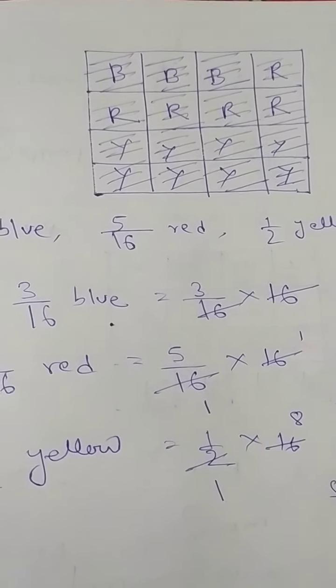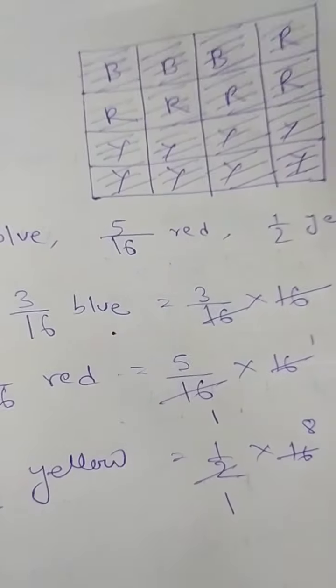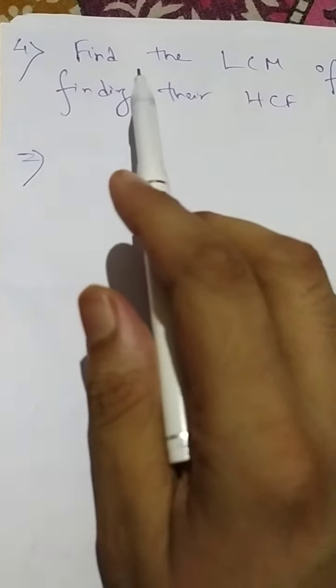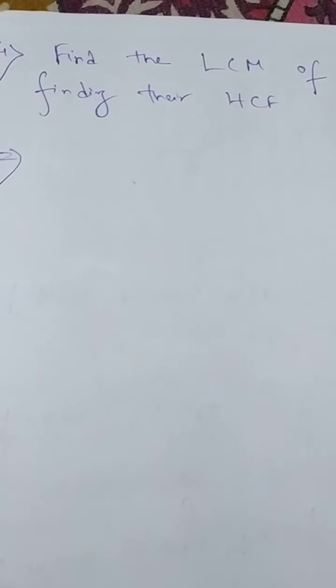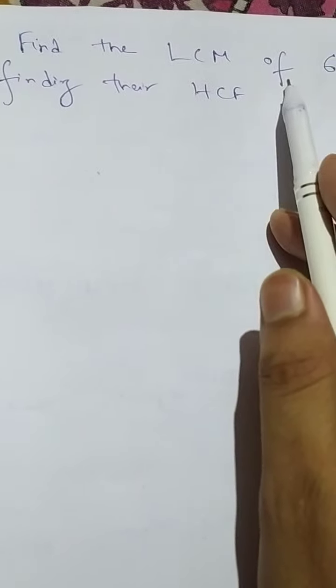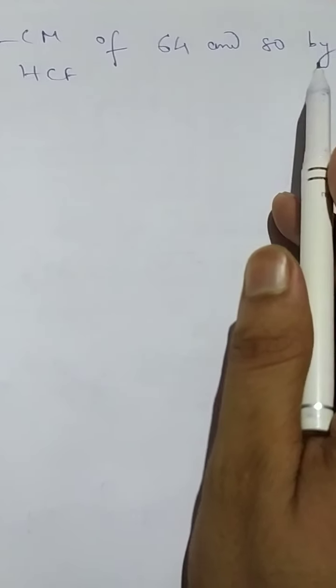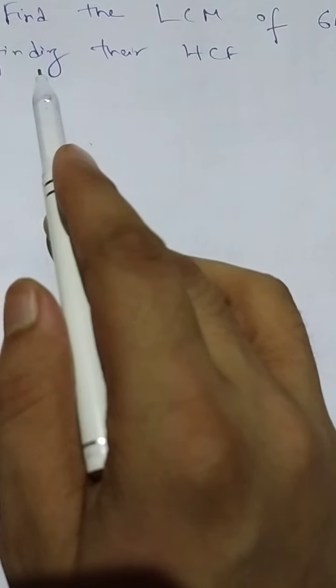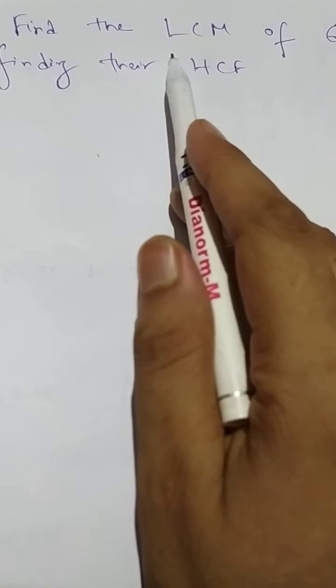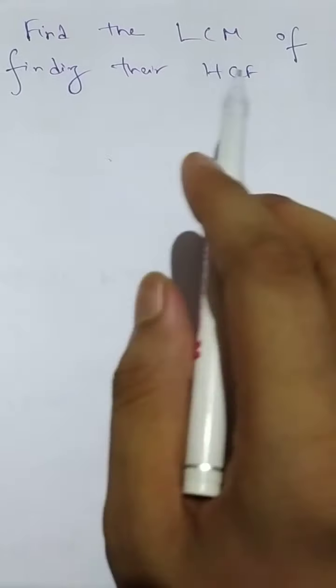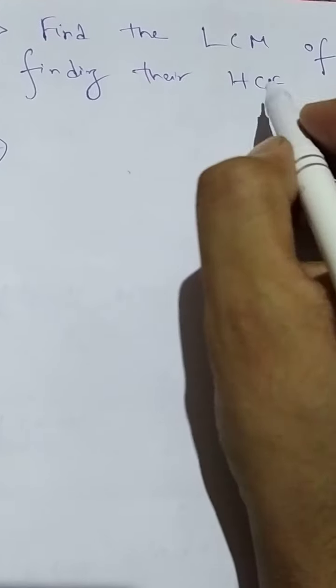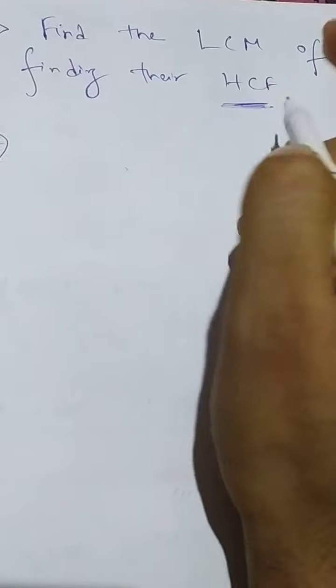Okay, now I want to discuss one more sum which many of you are doing wrong. And this is the question. Find the LCM of 64 and 80 by finding their HCF. In this type of question, you are directly finding the LCM, but that is not the correct method. First you have to find the HCF, then you have to apply the formula.